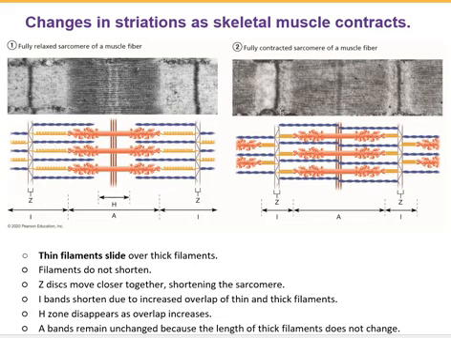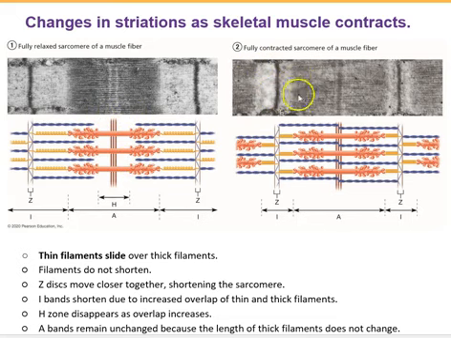Contraction also changes the striation pattern in the skeletal muscle, which we can see when we look at the sarcomere in both its relaxed and the contracted states. In a relaxed sarcomere, the thin filaments only partially overlap with the thick filament. So we can see the I band, the area where we only have the thin filament, and then we have the A band, which is the length of the thick filament, and also we have the H zone, which is the area where we have only thick filament.